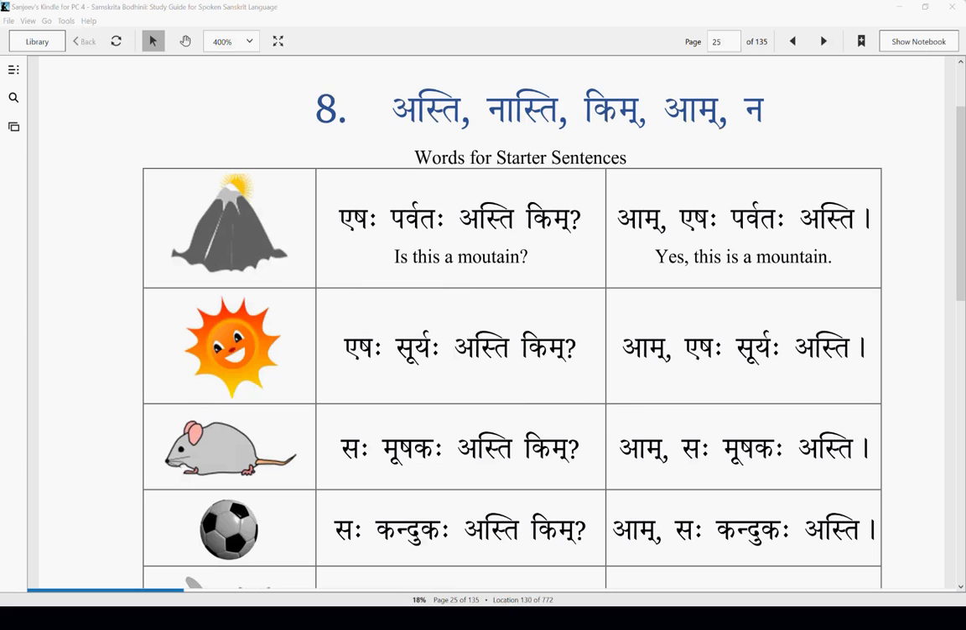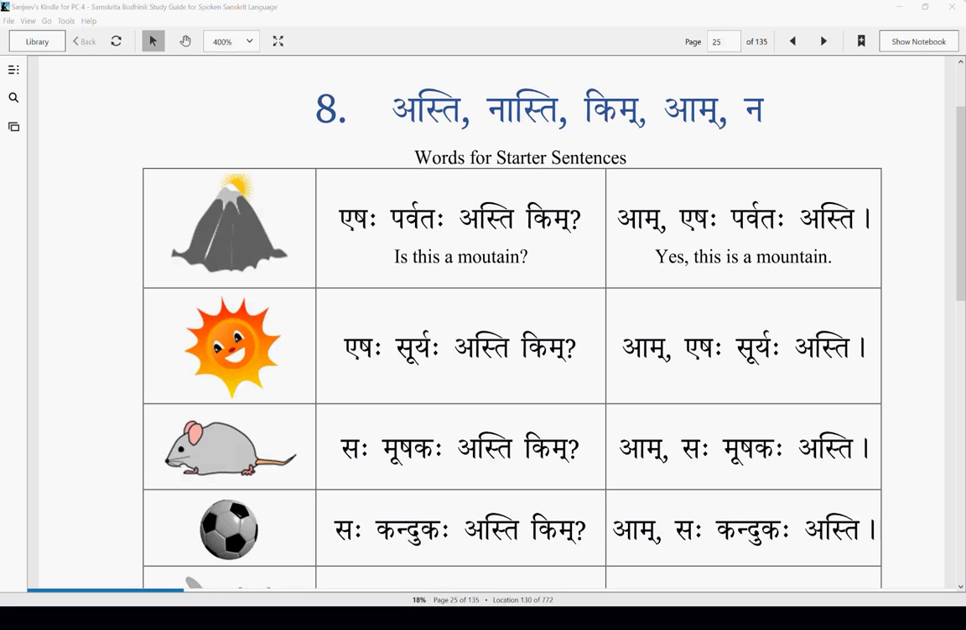Sanskrita Bhasha and Sanskritam. And Eshaha Saha, Esha Sa, Etat and Tat. These are the words we saw for near and far in three genders. In Pullingam we have Esha Saha. In Strilingam we have Esha Sa. In Napunsakalingam we have Etat and Tat to indicate this and that.